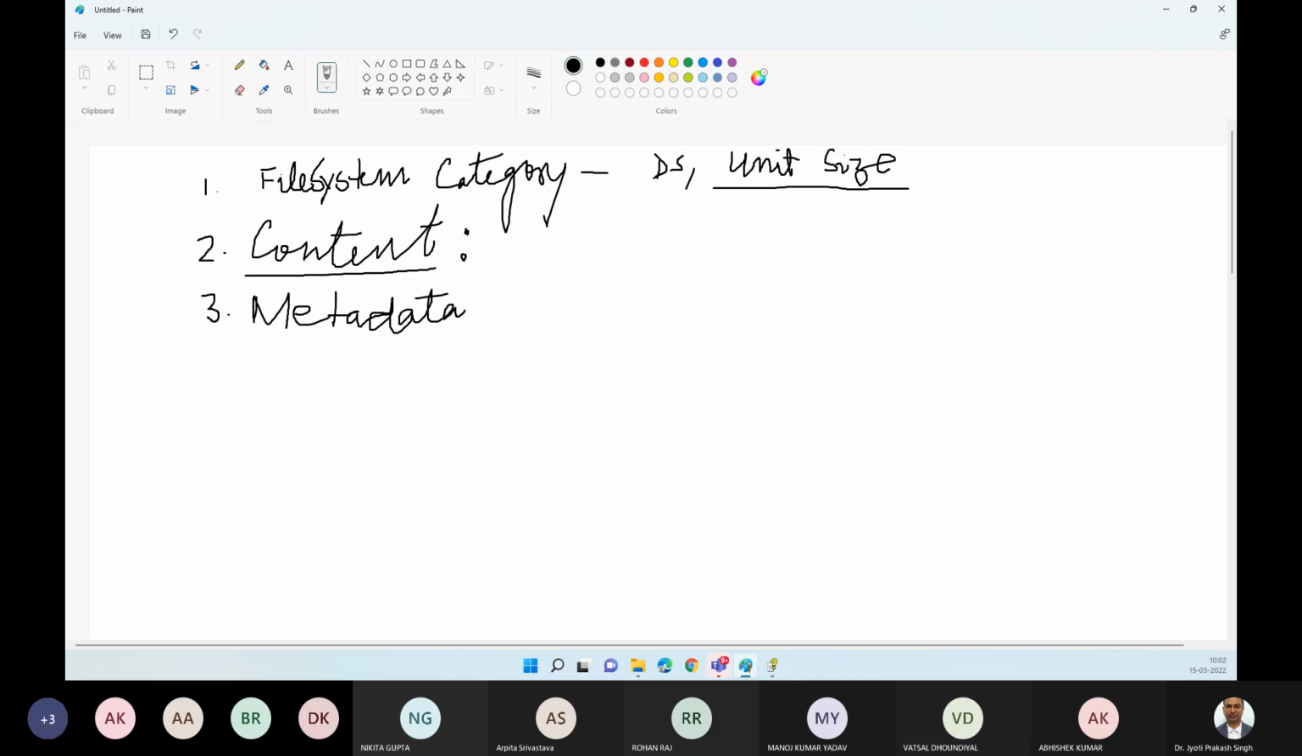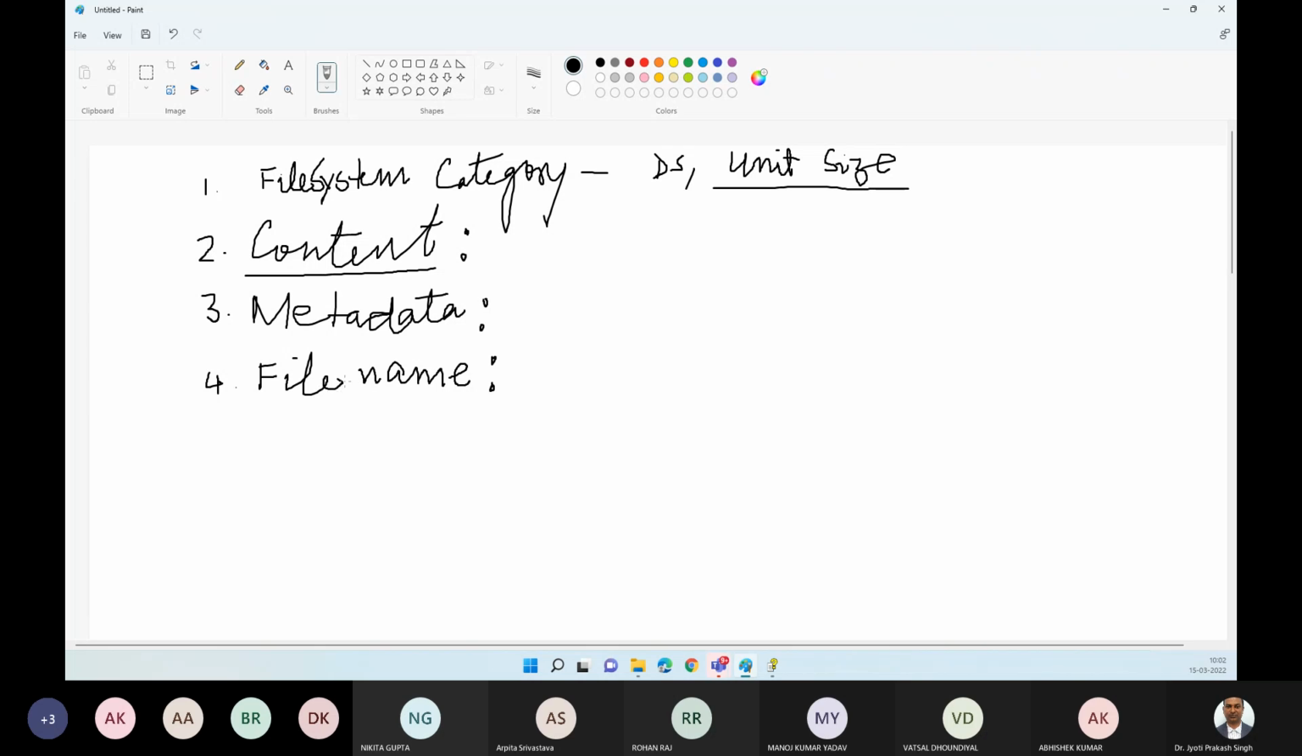Sometimes this metadata may not contain the name, because several file systems have a separate name field. That's why, in this book, in some cases the file name can also be a part of metadata, but in some other file systems the file name will not be a part of metadata. And that's why the author of this book has thought of separating them.